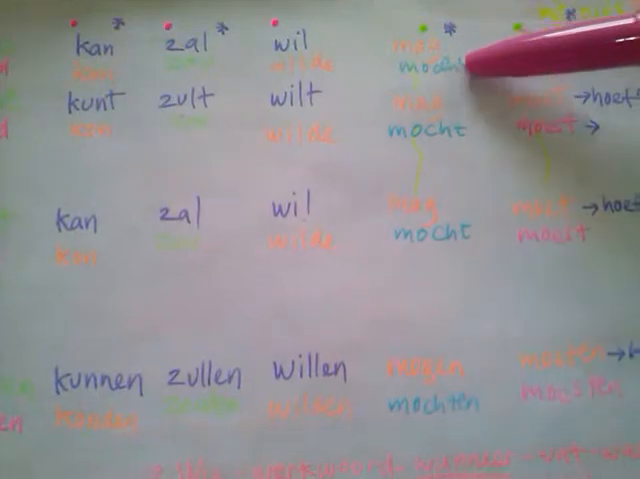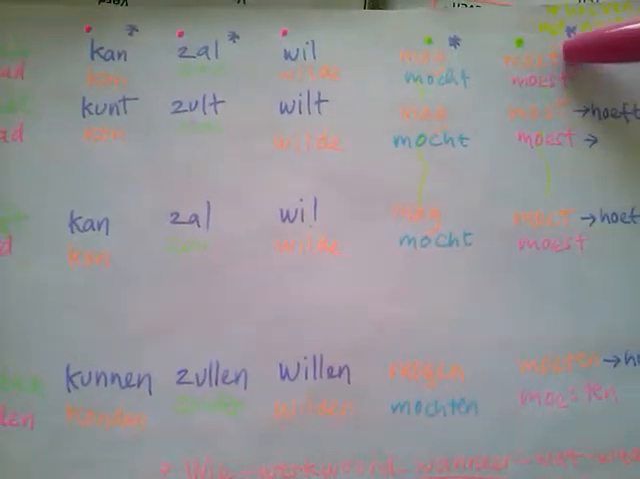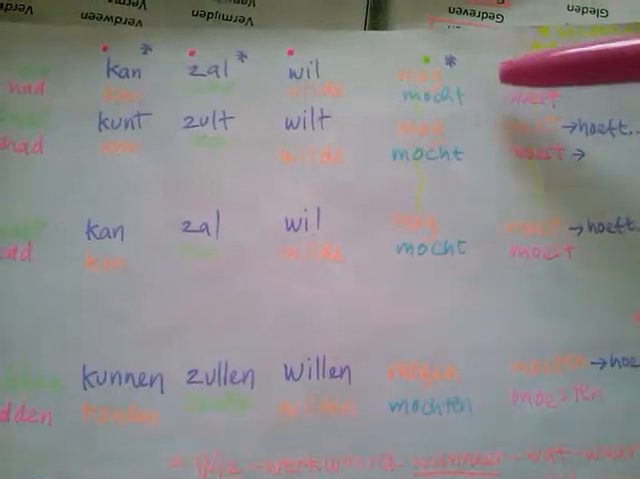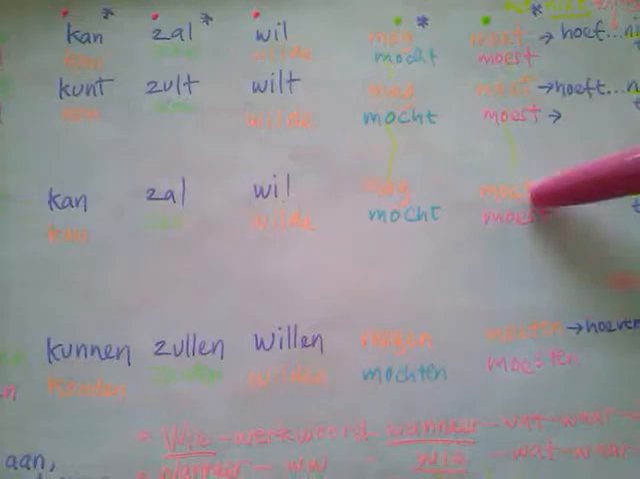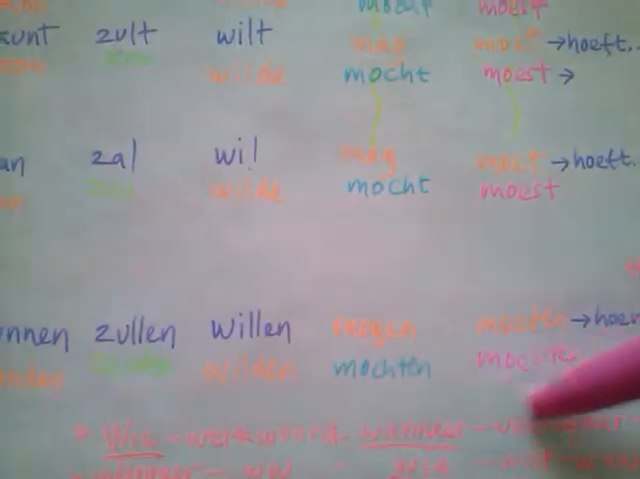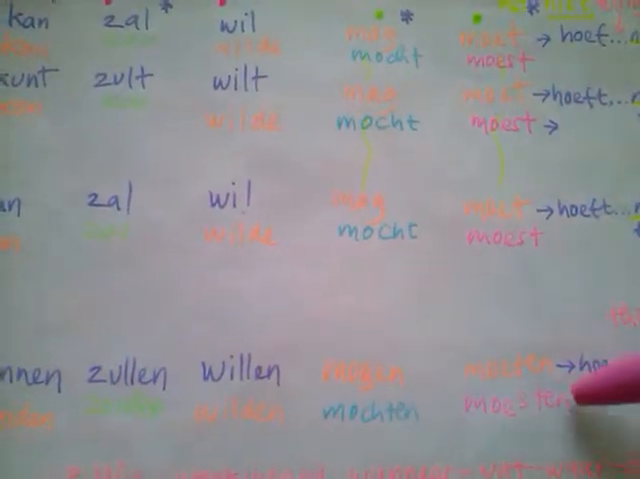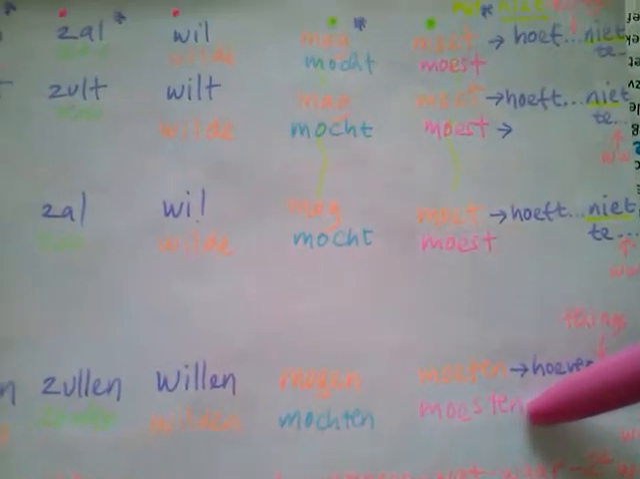Past, mochten. And this is moet, similar. For one person, moet. For more than one person, moeten. The past, moest. The past for more than one person, moesten.